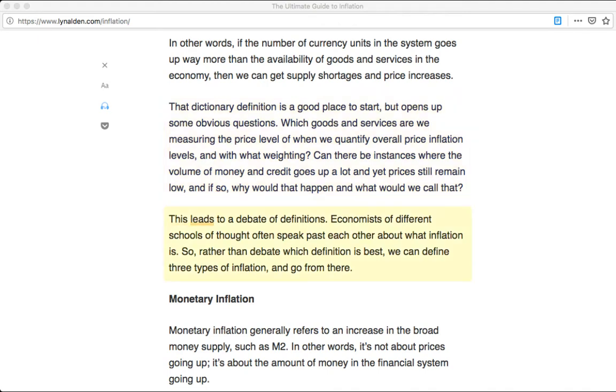This leads to a debate of definitions. Economists of different schools of thought often speak past each other about what inflation is. So, rather than debate which definition is best, we can define 3 types of inflation, and go from there.